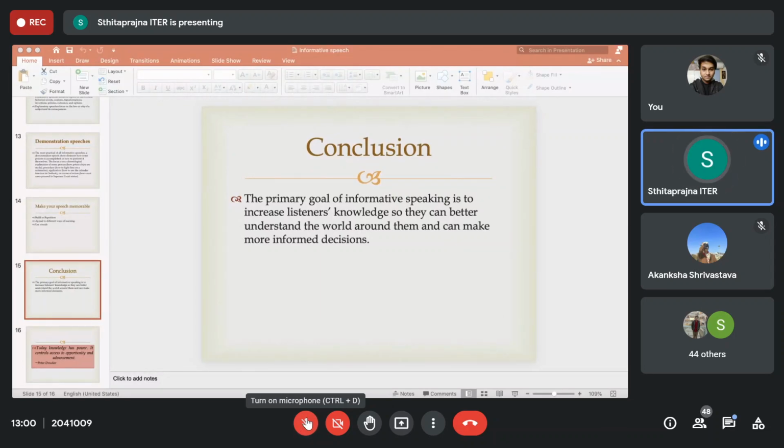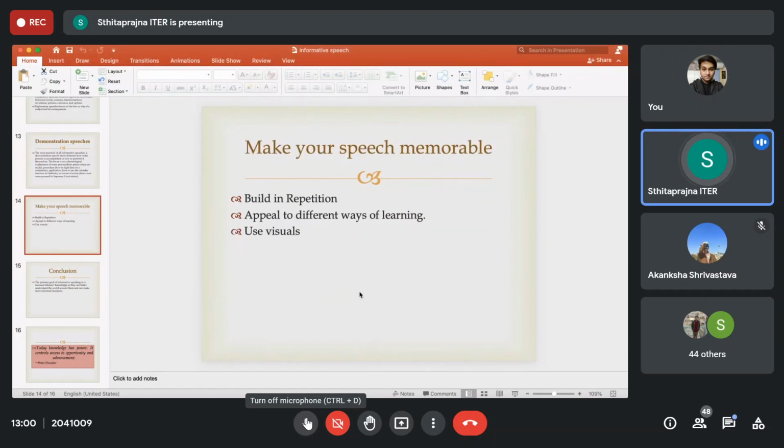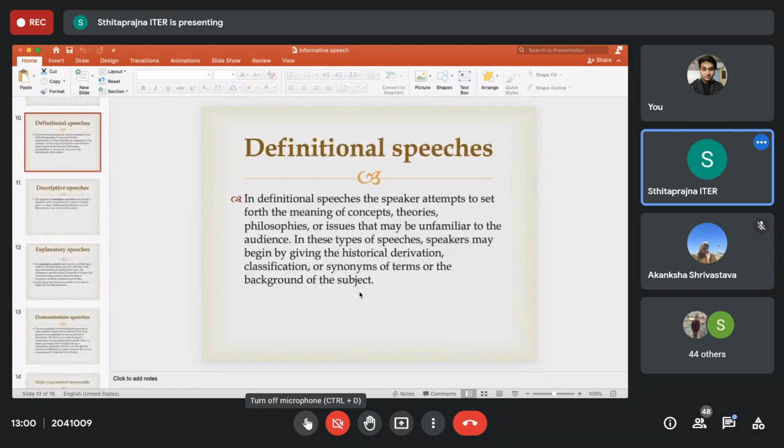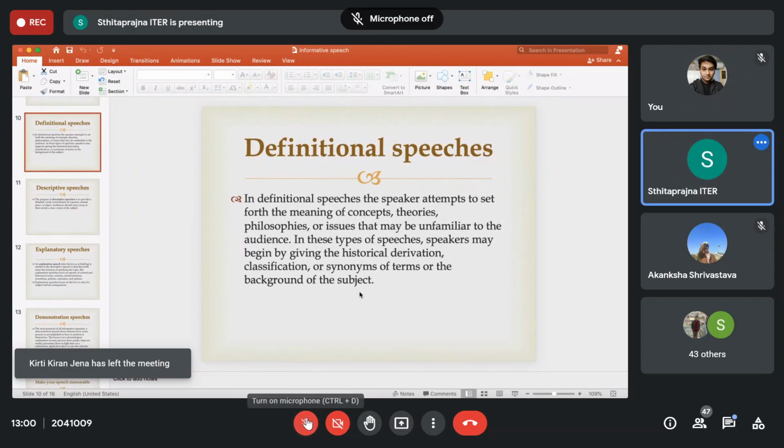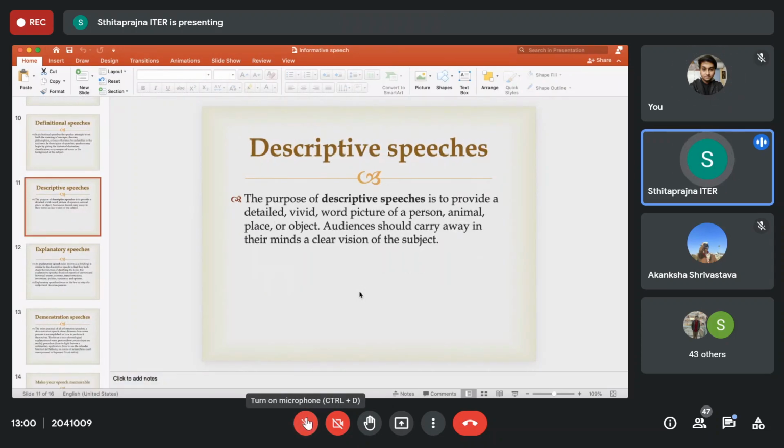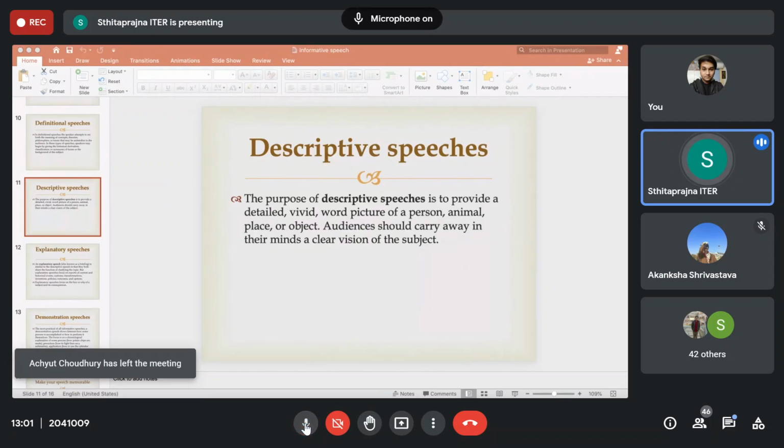Right? Okay. I guess I told you. Definition: you can use a concept or a theory. Descriptive: you can describe a place. These are broad areas. For any other information, maybe we'll talk about this in the next class.